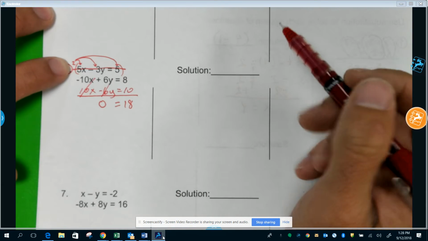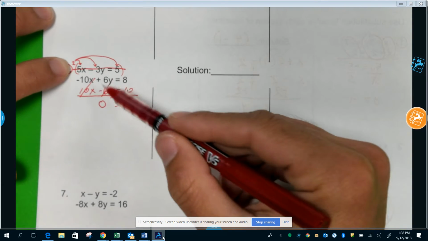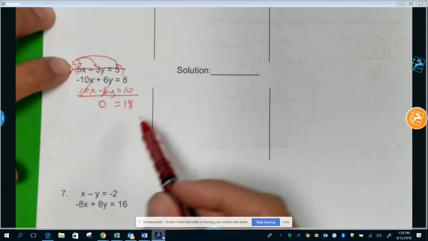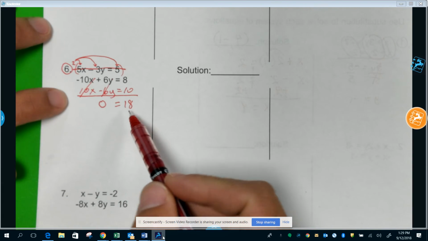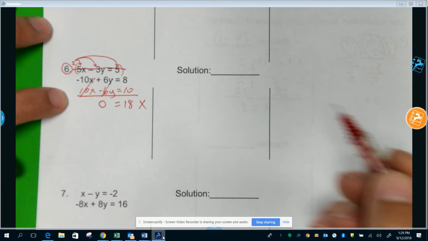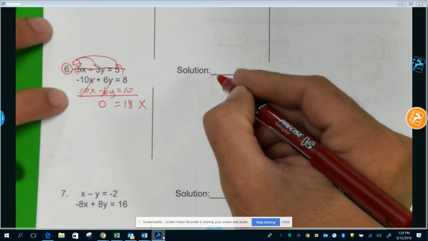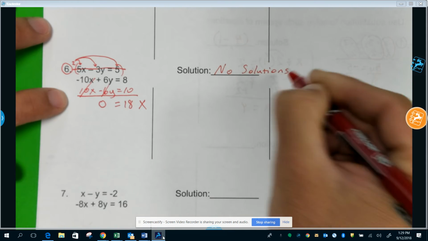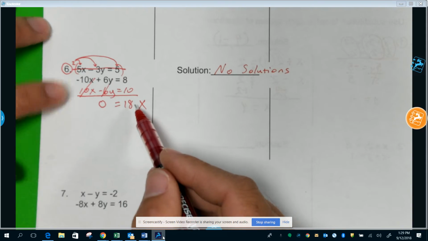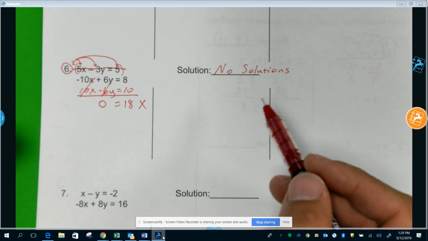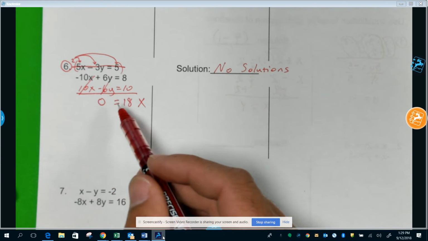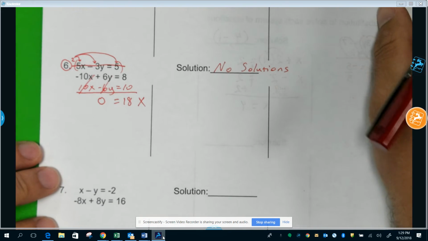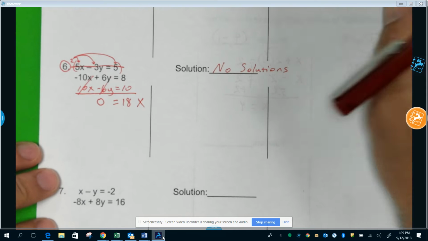So just like substitution, when your variables cancel, I look to see if the numbers that I have left are true or false. 0 equals 18. Is that true? No, that's not true. That's false. Therefore, we have no solutions. If it would have said 0 equals 0, that would have been true. Infinite solutions. If it would have said 18 equals 18, that would have been true. Infinite solutions. But 0 equals 18, false. No solutions.